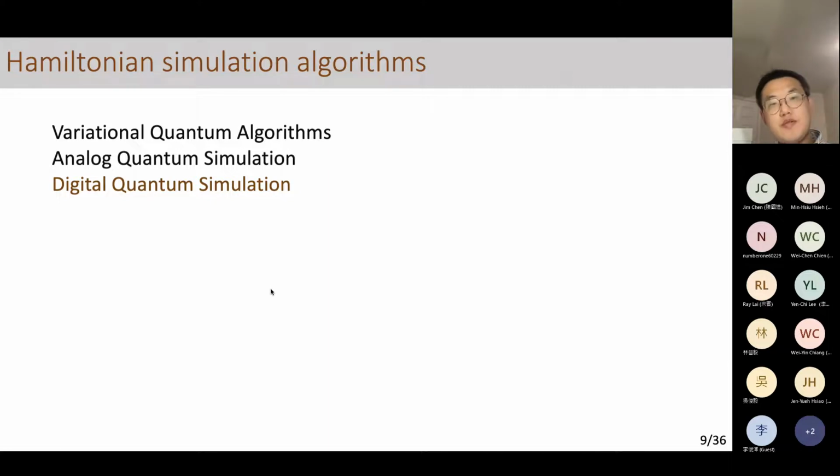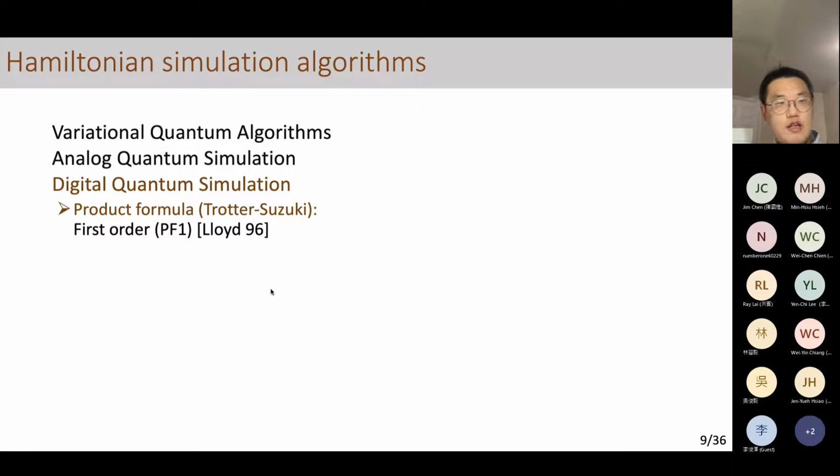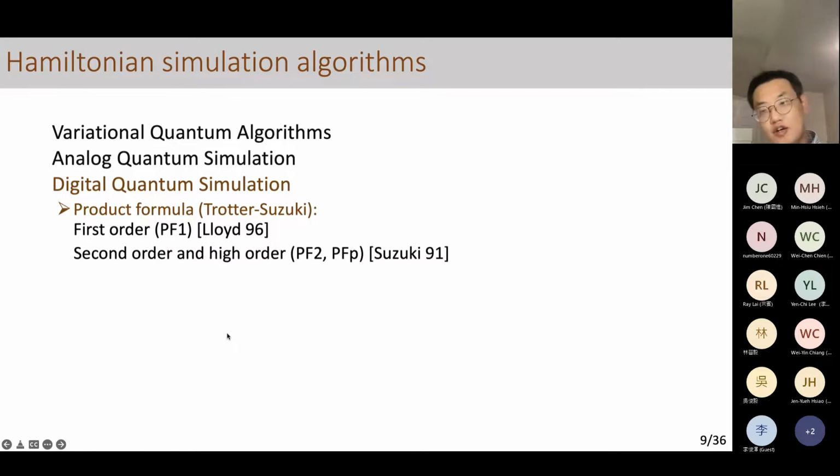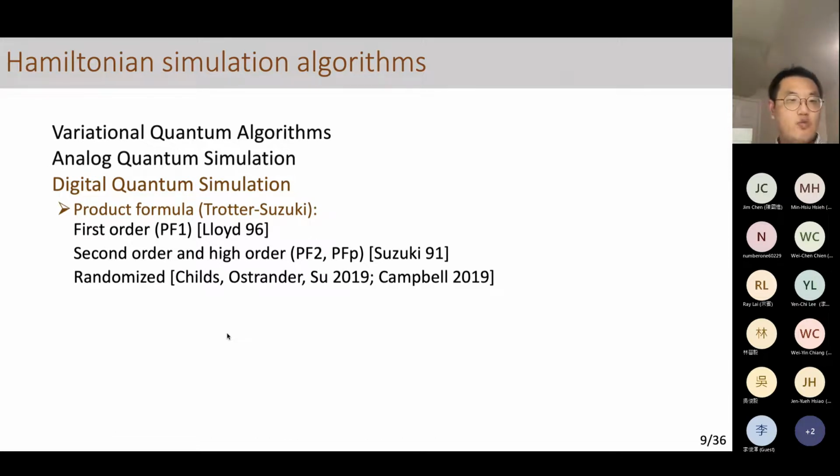In digital quantum simulation, we have two types of quantum algorithm. The first one is called the product formula method, also known as the Trotter or Trotter-Suzuki method. This one is quite direct, and we implement the different types of evolution one by one, so we call it the product formula method. We have the first order product formula method and the second order or higher order product formula methods. Recently, we also have some modified versions like the randomized Trotter method.